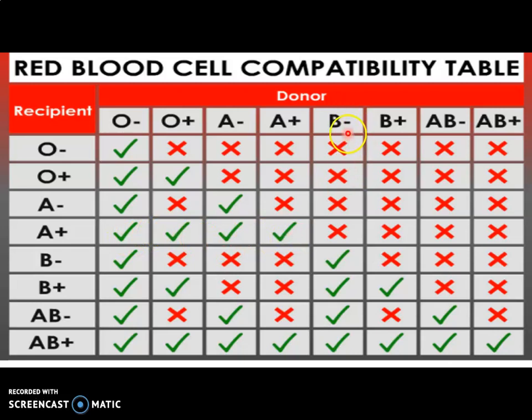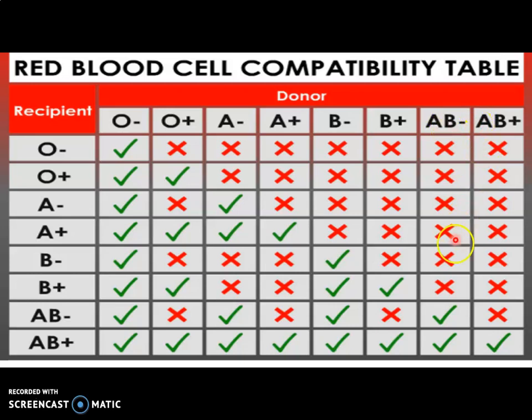Look at B negative here. B negative can give blood to B negative, B positive, AB positive, and AB negative. But it can only receive blood from O negative and B negative. B positive can donate blood only to B positive and AB positive. Just so you see similarities here and here, they give blood the same way. And it can only receive blood from O negative, O positive, B negative, and B positive.